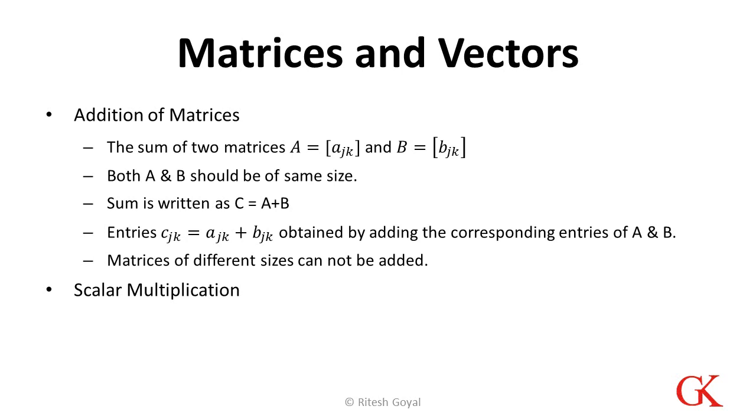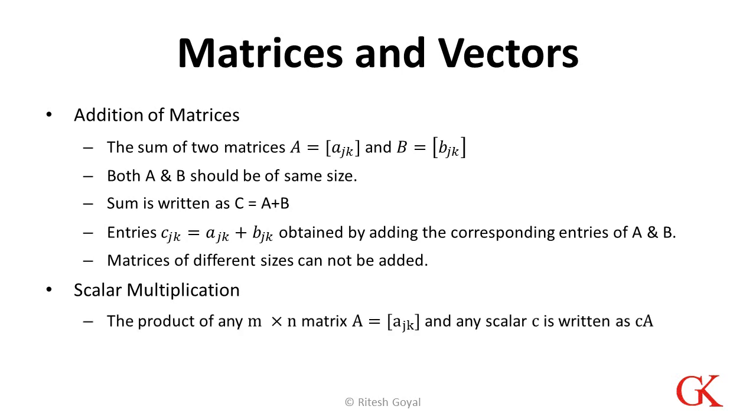Then next thing comes the multiplication. Multiplication is of two types in matrix. One is called scalar multiplication, another one is called matrix multiplication. So currently we are talking about scalar multiplication. Scalar multiplication means when we multiply a matrix A with a scalar C. Matrix A can be of any dimension, called m cross n, while C is a scalar, meaning 1 cross 1. The multiplication is written as CA.